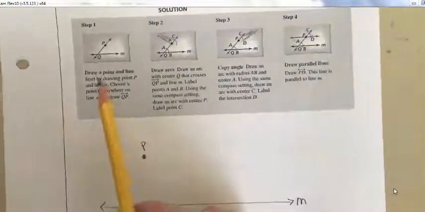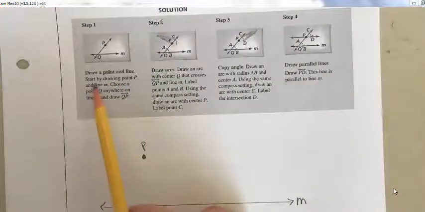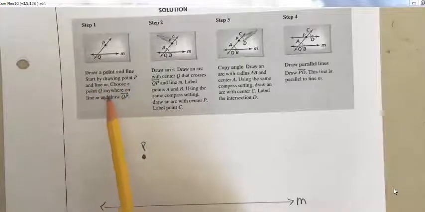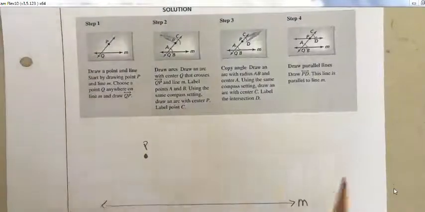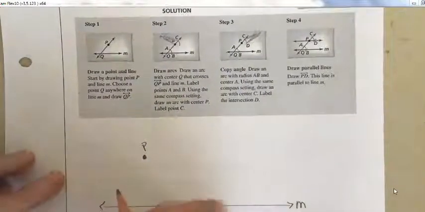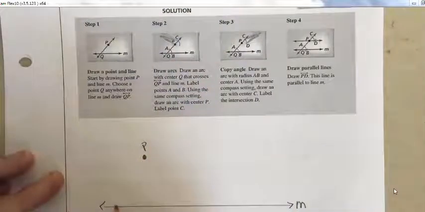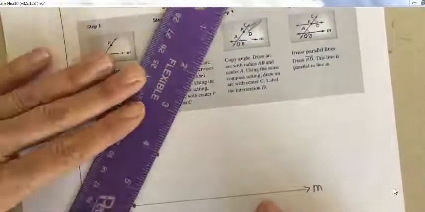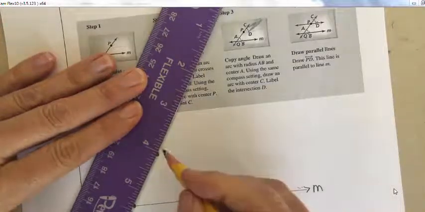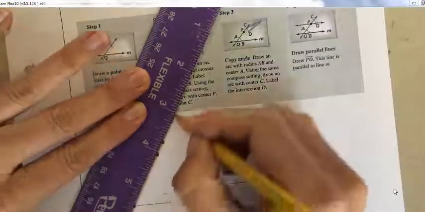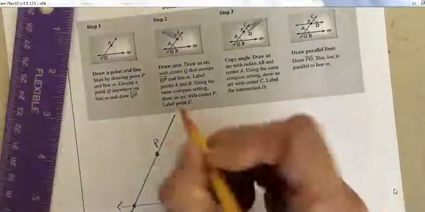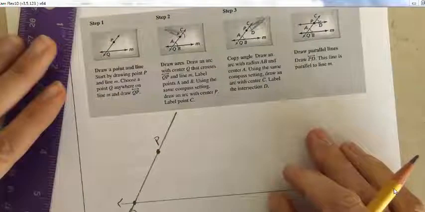All right, so we're going to draw a point and line. So start by drawing point P, which I already did, and line M. Choose a point Q anywhere on line M and draw QP. Okay, so I'm going to just choose a point. I'm going to do it very similar to what theirs looks like. Choose a point Q, draw a line. I think that should work.